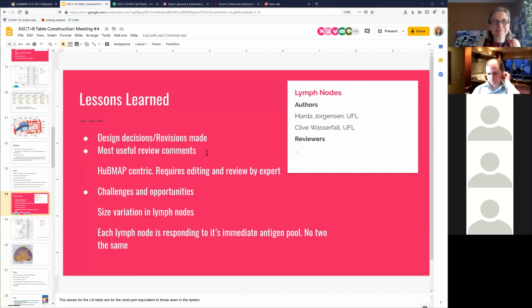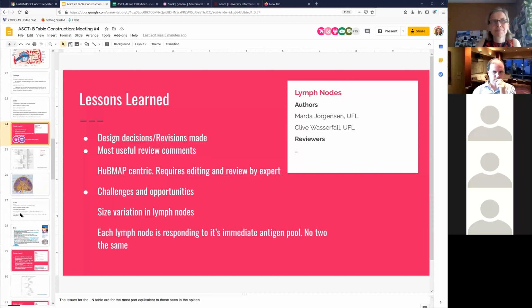I am. So once again, the design was based off of what we were needing for HubMap, so it has the same exact issues that the spleen had. The biggest thing that comes into play with the lymph node is the challenges that you're going to get from size variation, and the fact that each lymph node kind of has its own repertoire going on based on what it's been exposed to. So variation is going to be incredibly high from one lymph node to another.